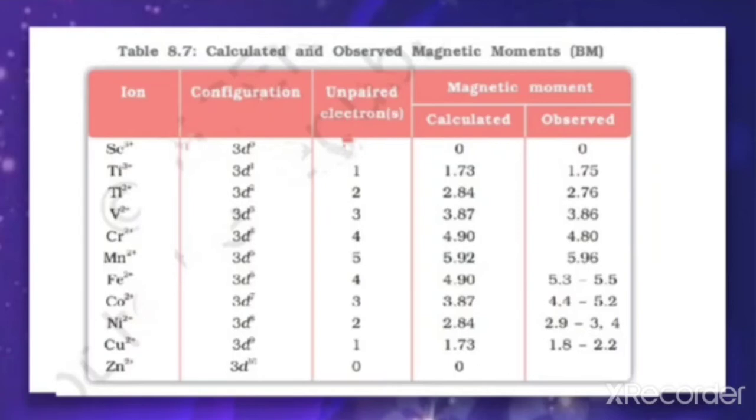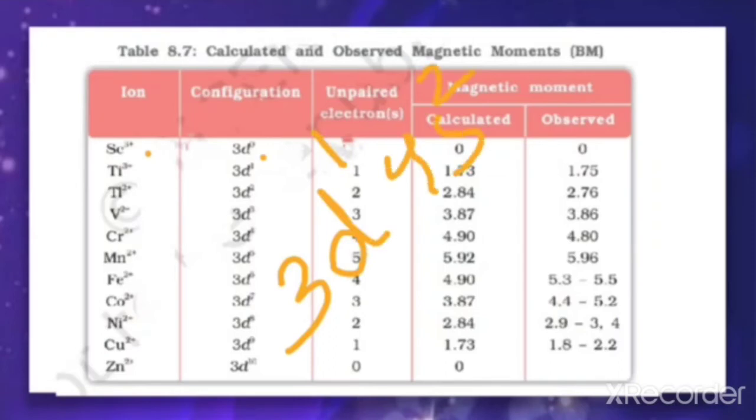When you look at this table, scandium 3 plus has no electron in 3d, 3d0, because what is the configuration for scandium? The outer configuration is 3d1 4s2. Scandium 3 plus means we have to lose 3 electrons from this. How do we remove the electrons? First you need to remove from the outer shell, that is the 4s electrons first.